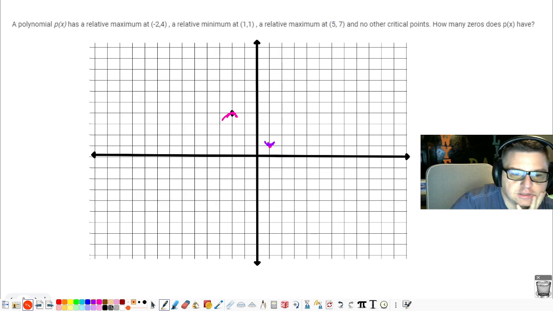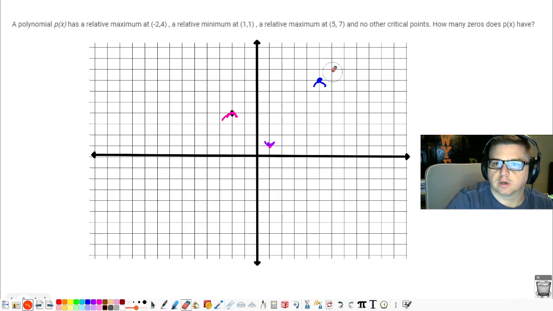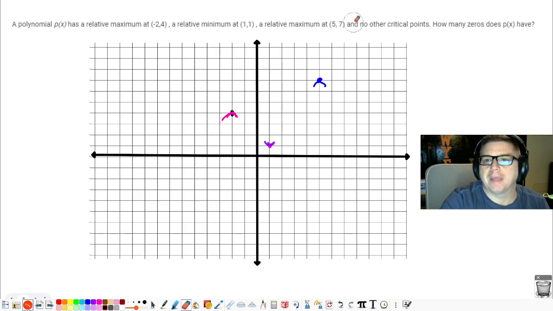And then another relative max at 1, 2, 3, 4, 5, 6, 7, 8, 9, 10. Reminds me of Sesame Street. And no other critical points. How many zeros does P of X have?